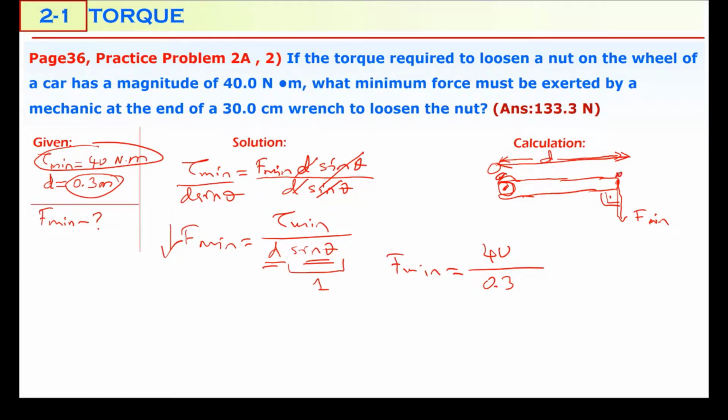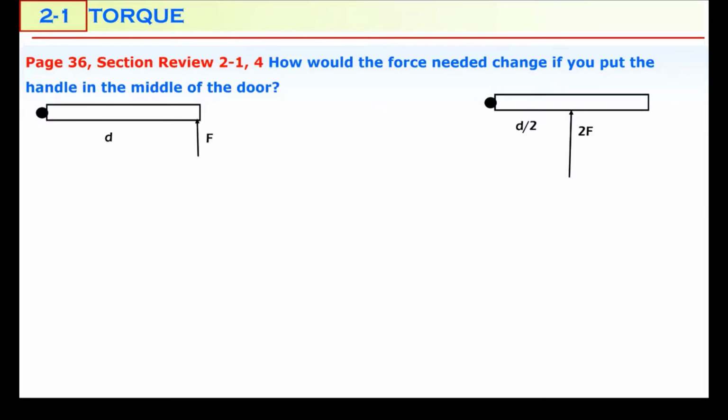From here to there, it is this distance. You cannot make it longer than that because the wrench is 30 centimeters. Sine theta can be maximum 1, so that's why your answer will be 133.3 Newtons. So this is the minimum amount of force you can produce with the required torque, and you can rotate or loosen this nut. Yes, this is the problem.